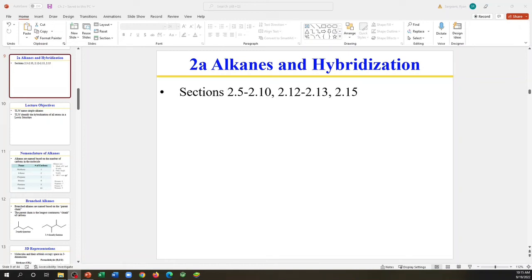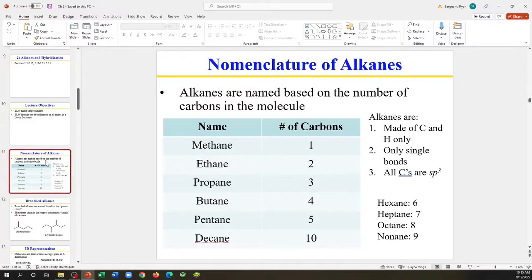Today we're going to look at alkanes and hybridization. Hybridization should be a review of a concept that we've seen in previous classes, as well as briefly in this course. Alkanes represent new material, but you might have seen them before. Alkanes are the simplest type of hydrocarbon.